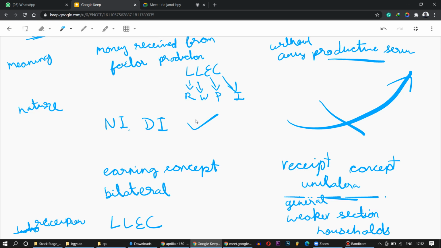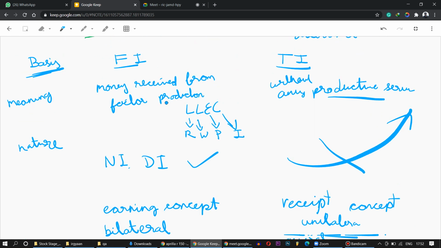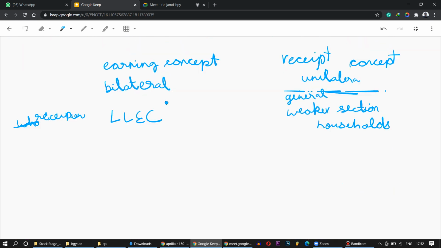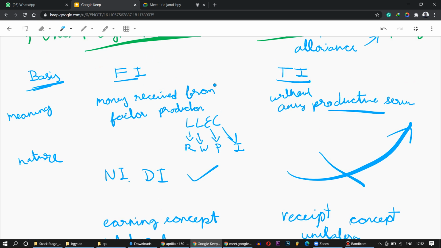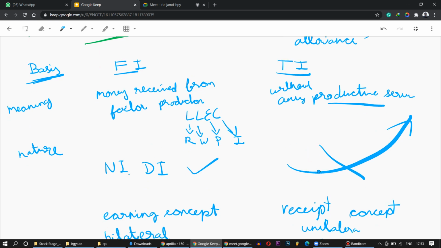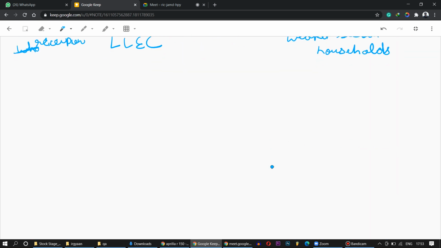But in economics, if you start thinking of every single case, it will go on forever. So just for exam perspective, this won't come for more than 2-3 marks. So just remember, money received from factors of production without any productive services is included in NIDI, not in NI and DI. Earning concept, receipt concept, bilateral, unilateral. Once you know the concept, all of these will just come to your head.